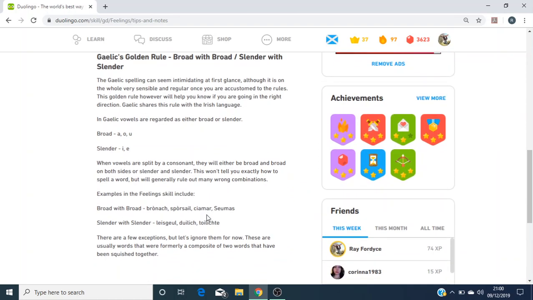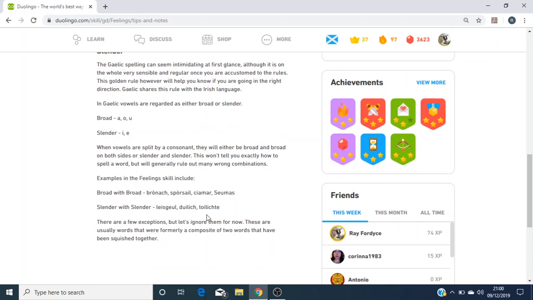This won't tell you exactly how to spell a word, but it will generally rule out many wrong combinations. Examples in the feeling scale include broad with broad, bronach, sporsal, camar, and slender with slender, leishgal, dulich, tolichtje. There are a few exceptions, but let's ignore them for now. These are usually words that were formerly a composite of two words that have been squished together.